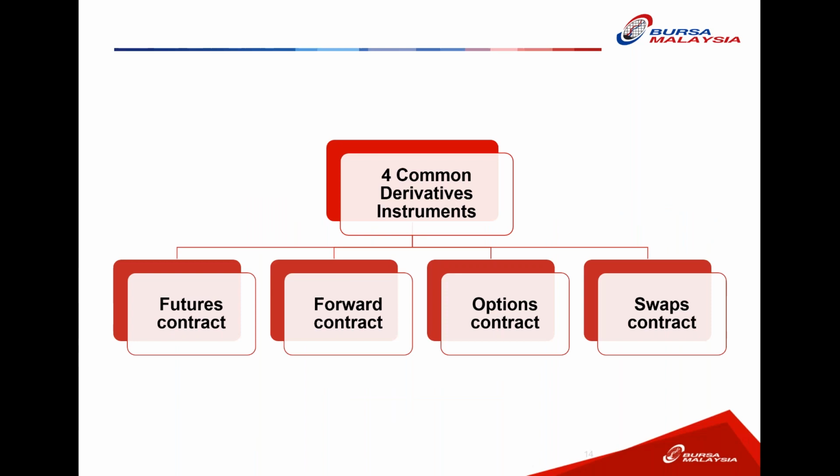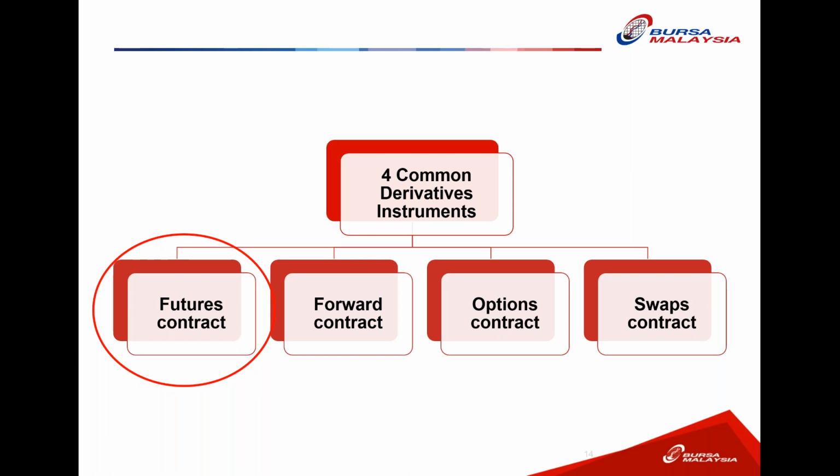Now, there are 4 common derivative instruments. There are a lot of derivative instruments, but the 4 common ones are, firstly, the futures contract, which is the most traded contract in Malaysia. Second is the forward contract. Third is the option contract. Number 4 is the swap contract. For today, we are going to touch in detail on the futures contract. In Malaysia, we do have futures contracts and also option contracts. Basically, we do not have forward contracts and swap contracts. Futures and options are traded under Bursa Malaysia Derivatives itself.